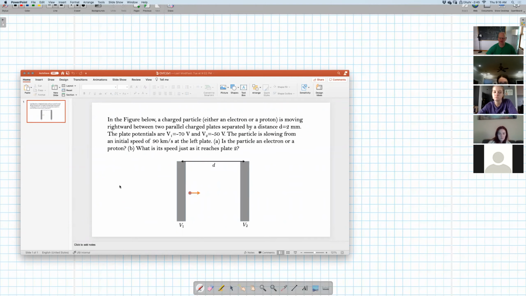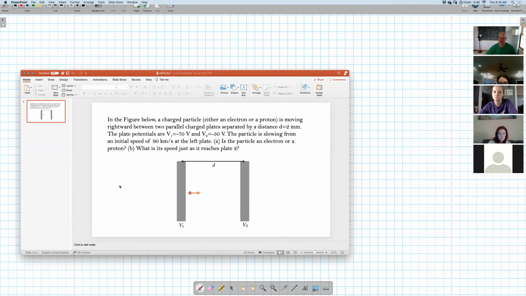So putting all that together, what we find in this case is our final velocity turns out to be 65.29 kilometers per second. All right. Now, good. Let's do another example.